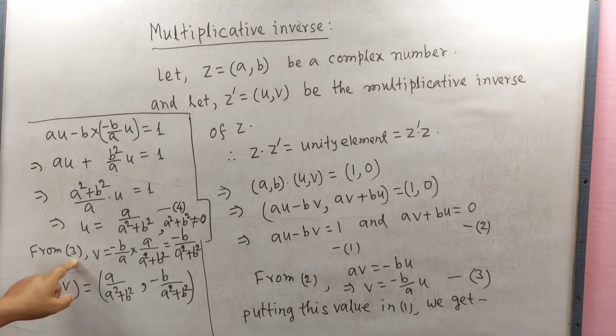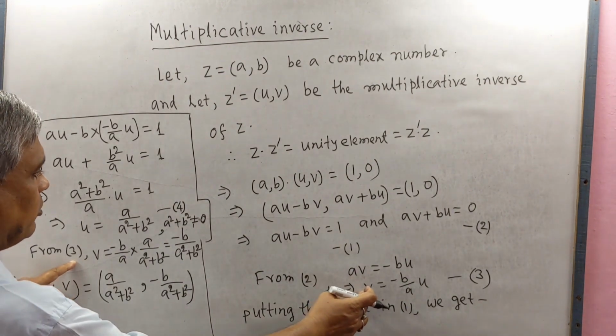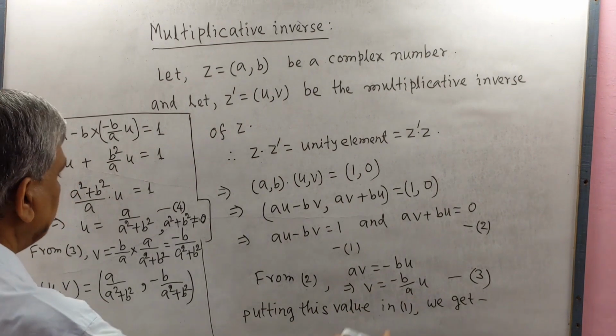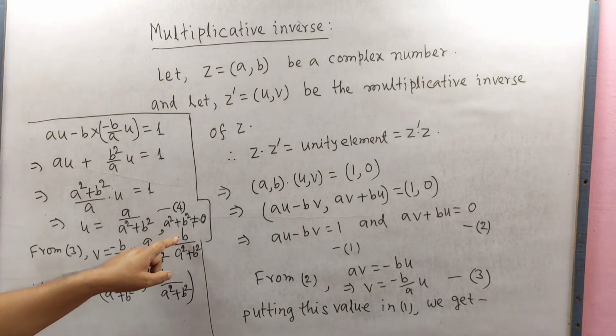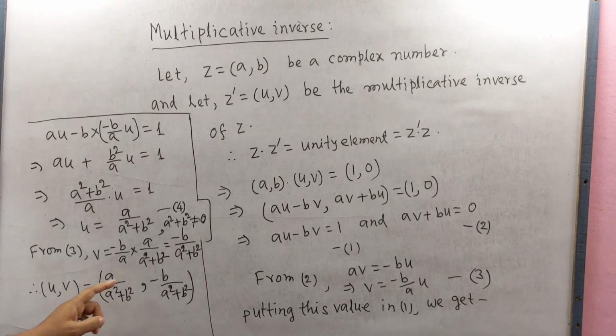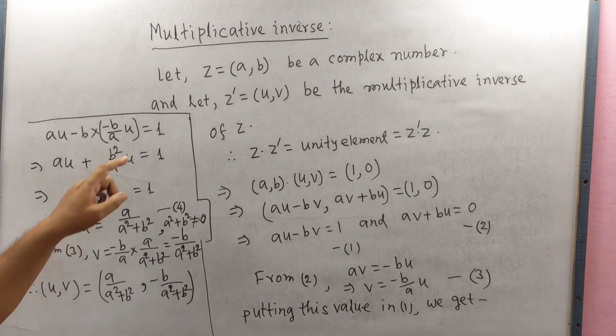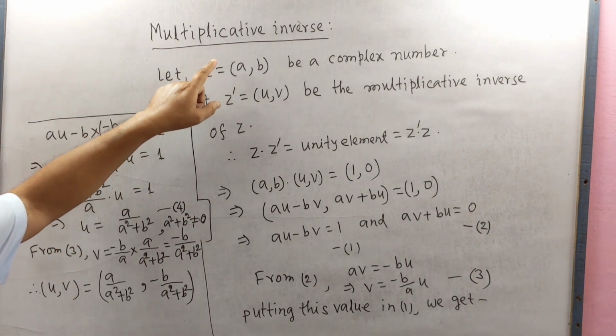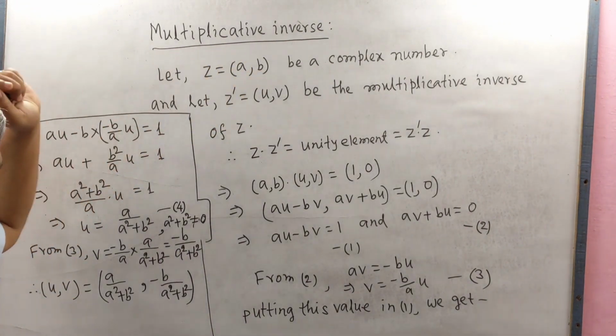From 3, putting the value of U, we get V equals minus B by A square plus B square. So the ordered pair UV, where U is A by A square plus B square and V is minus B by A square plus B square, this ordered pair UV is the inverse of Z, that is the ordered pair AB.